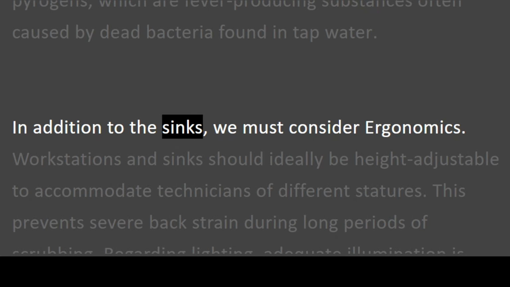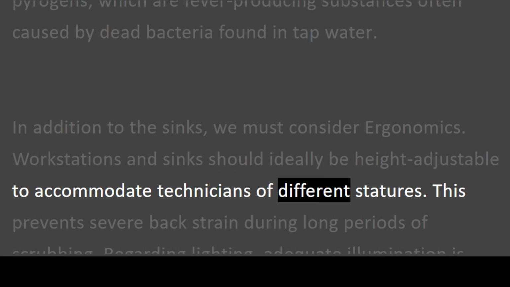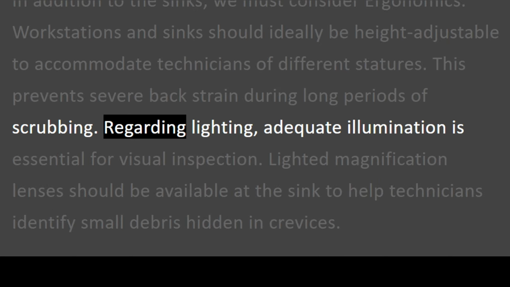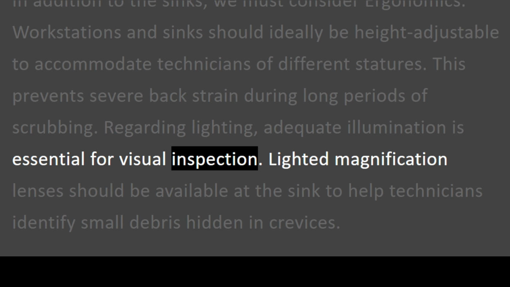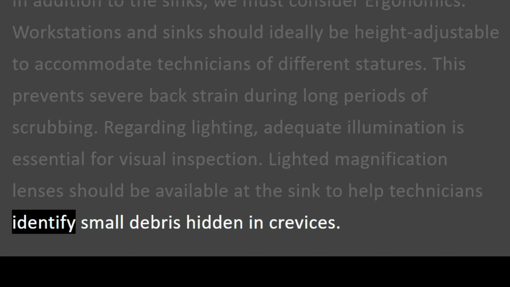In addition to the sinks, we must consider ergonomics. Workstations and sinks should ideally be height adjustable to accommodate technicians of different statures. This prevents severe back strain during long periods of scrubbing. Regarding lighting, adequate illumination is essential for visual inspection. Lighted magnification lenses should be available at the sink to help technicians identify small debris hidden in crevices.